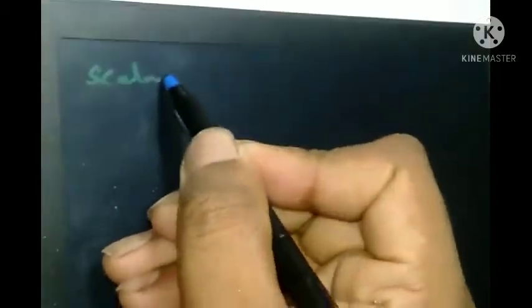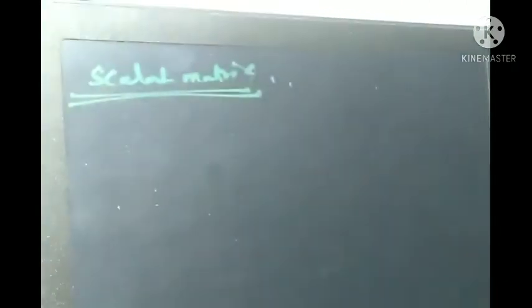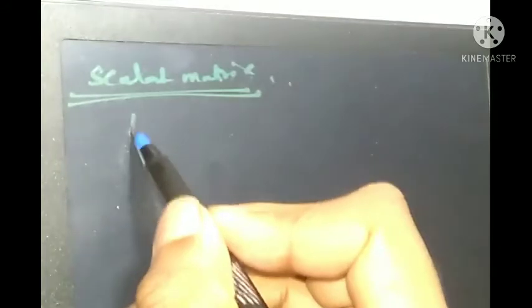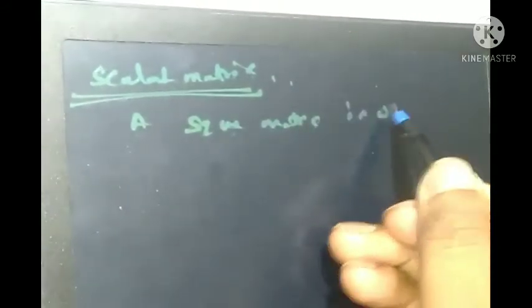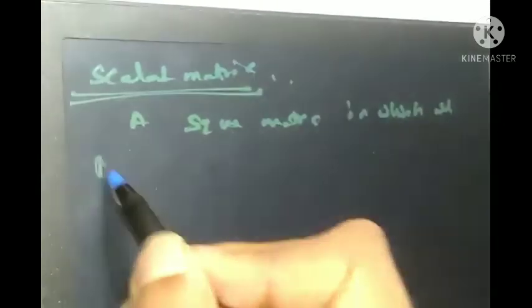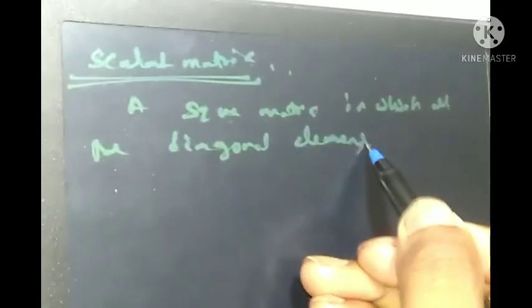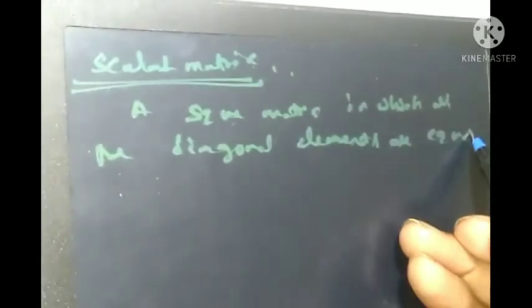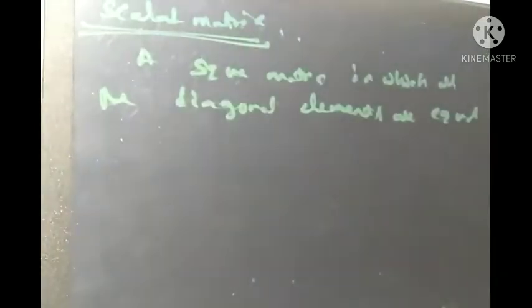And the next type is scalar matrix. Scalar matrix is also a type of square matrix in which all the diagonal elements are equal. This type of matrix we call a scalar matrix.